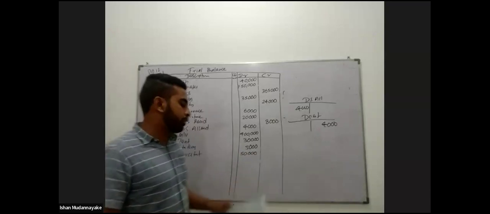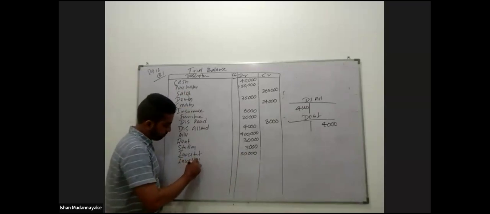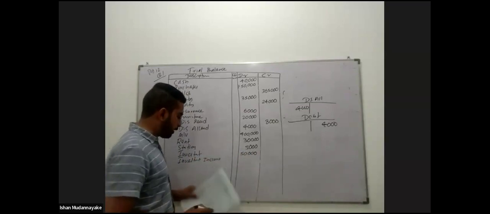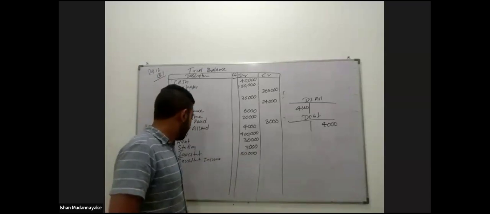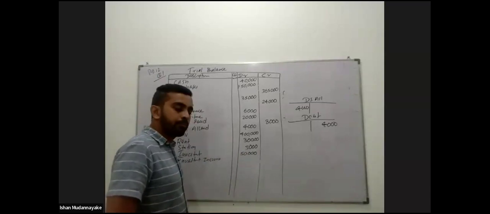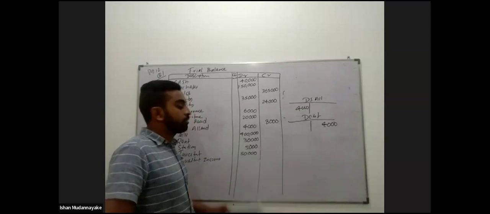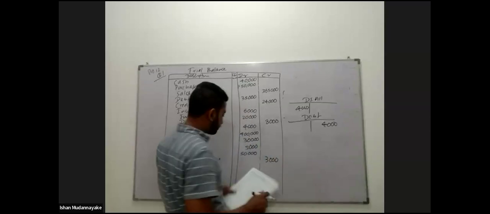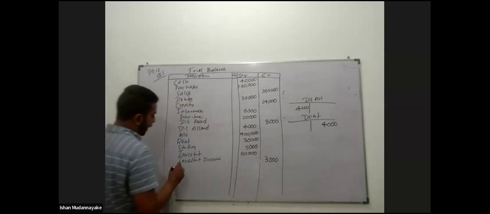Investment income 3,000. Debit side or credit side? Credit side. Cash book debit, investment income account credit 3,000, credit side. Right. Next, 50% bank loan. Bank loan 90,000.